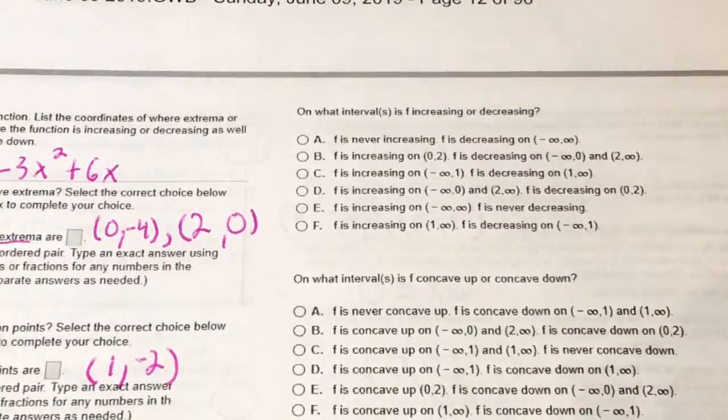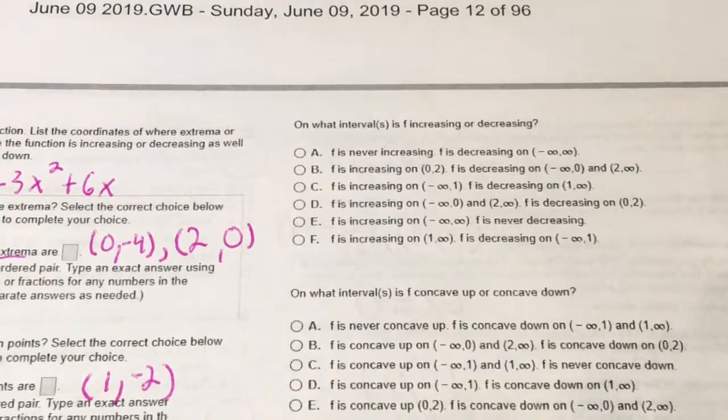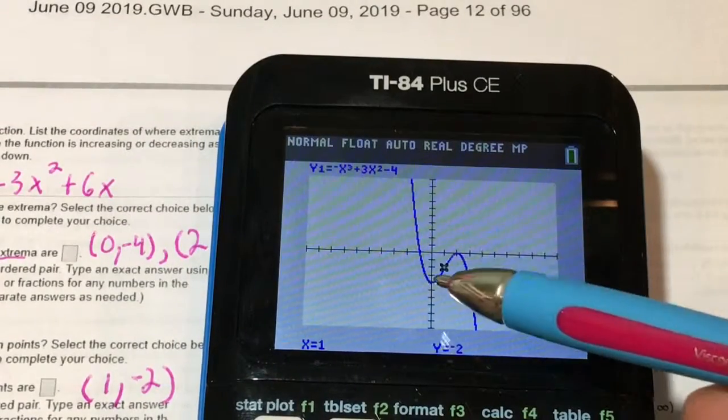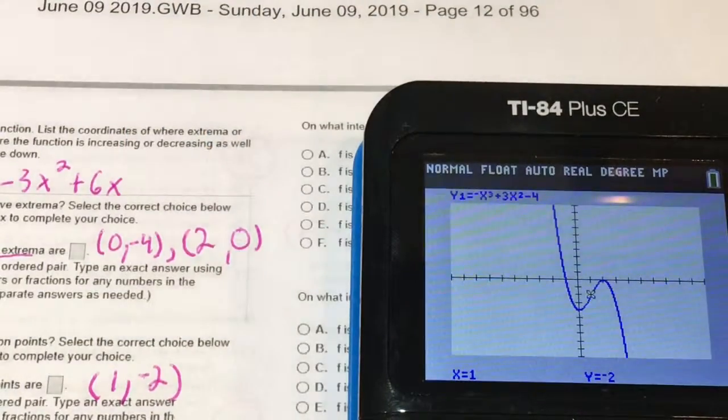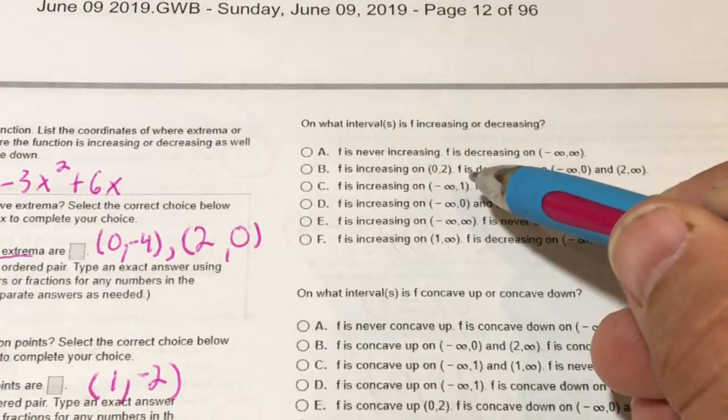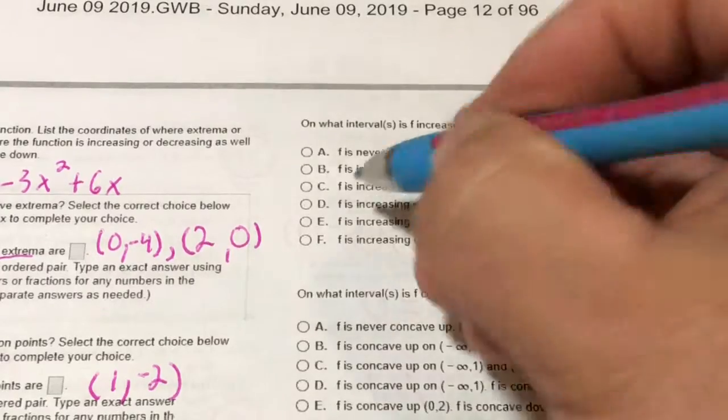Now it's going to ask me particulars about it. On what intervals is it increasing? What intervals is it decreasing? Well, let's notice that it's increasing only from 0 to 2. It's increasing only from that 0 to that 2. Increasing from 0 to 2. And that's the only one that shows that. So it must be choice C.